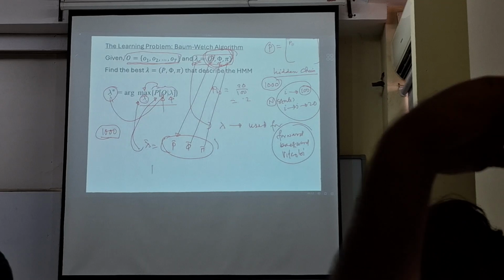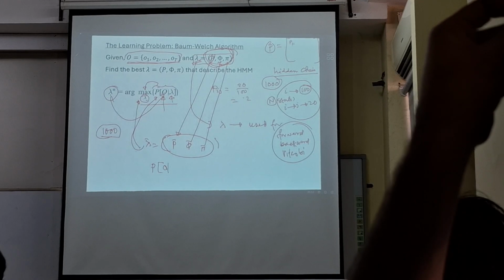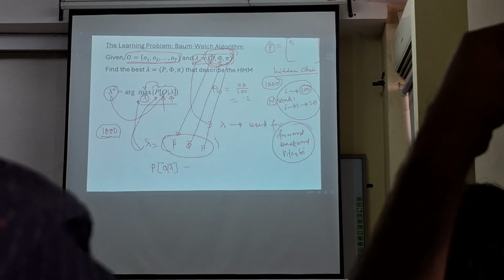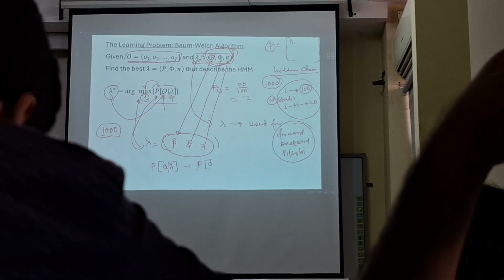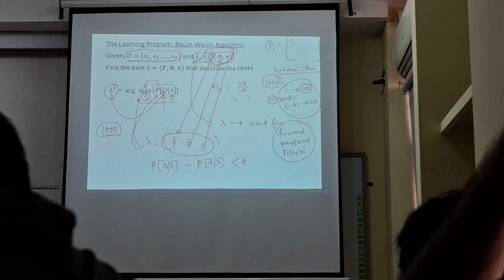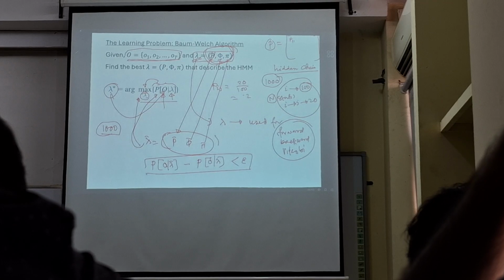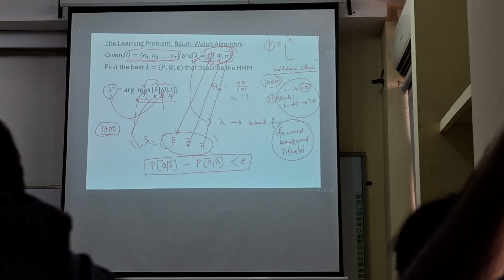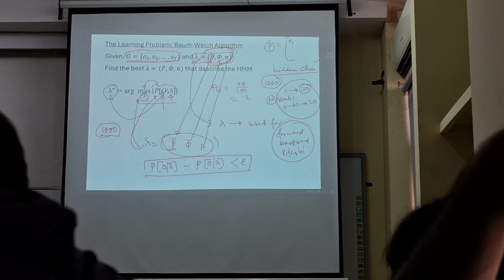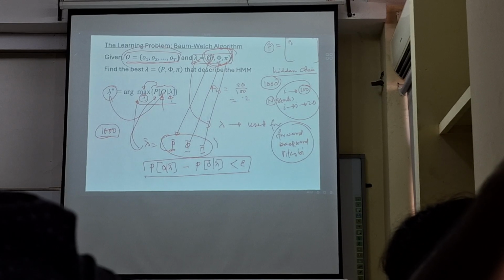That probability should be computed, and we want to see what is the difference between the previous one and the current one. For example, the probability of the current model is this one, and the previous model is this one. If the difference is less than a very small number, then we say that the algorithm has converged. So to learn the algorithm, we need to find a new set of values for p, phi, and pi from only this observation.